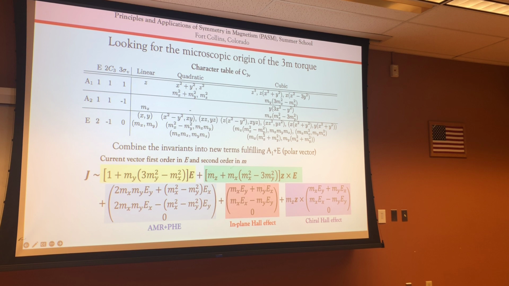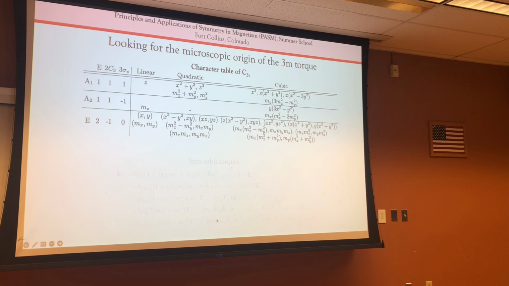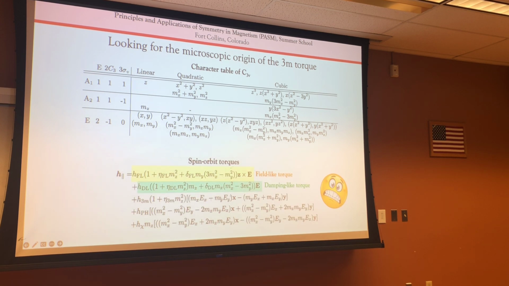If you remember the form of the current, we have currents that are linear. So we have this contribution that is linear in magnetization. And actually the invariant form of the 3M torque has the same kind of combinations. We have MYEX plus MXEY and MXEX minus MYEY. So you retrieve those invariants.